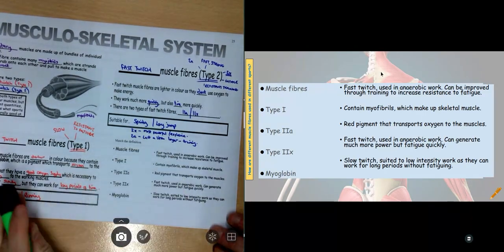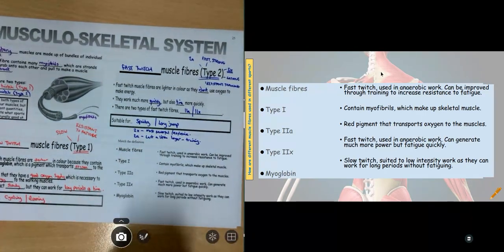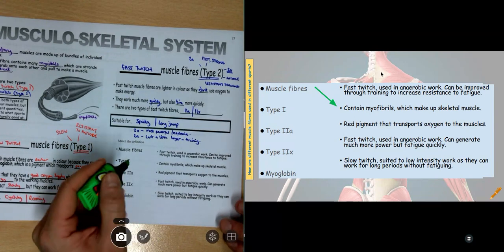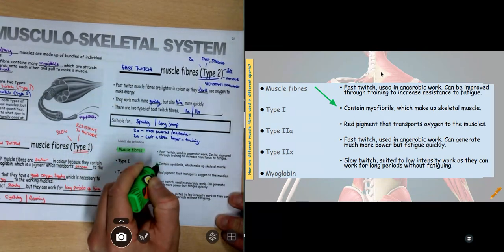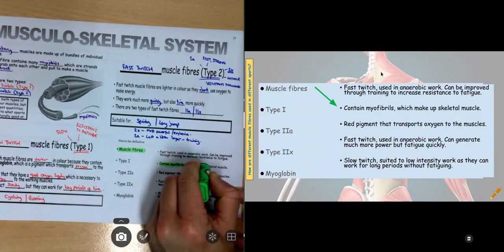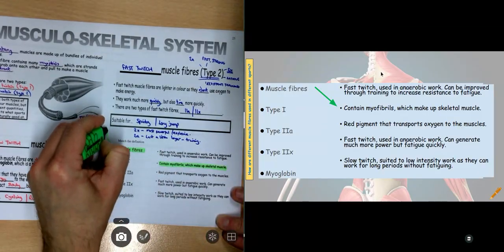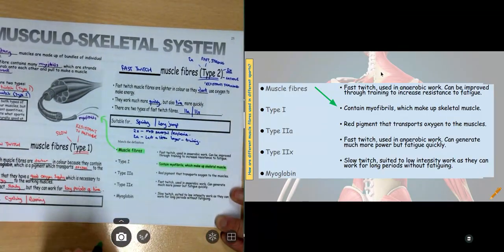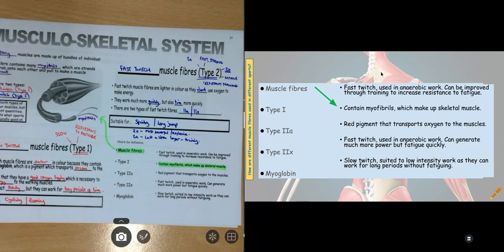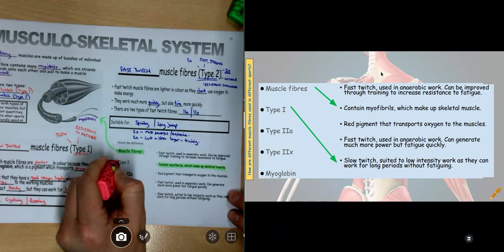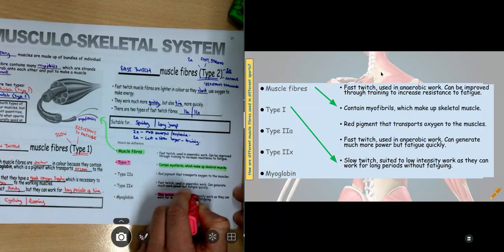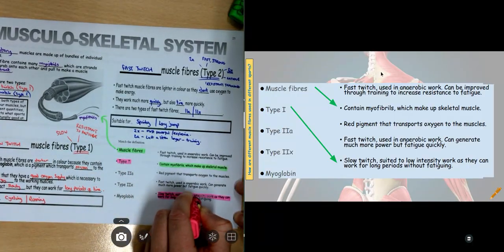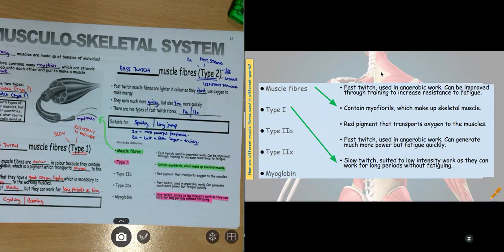So you've got all of the words written there, we just need to join them up. So the first one is muscle fibres contain myofibrils which make up skeletal muscle. The muscle fibres are what we talked about in the picture just there. Type 1 muscle fibres are the slow twitch suited to low intensity work, as they can work for long periods of time without fatigue.